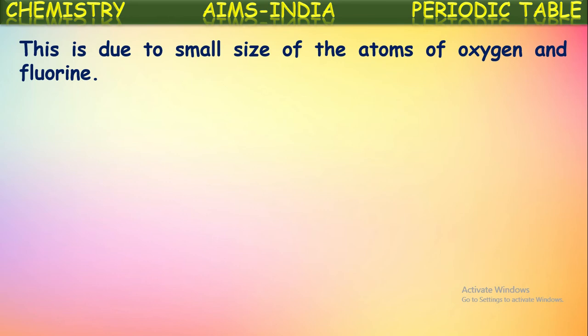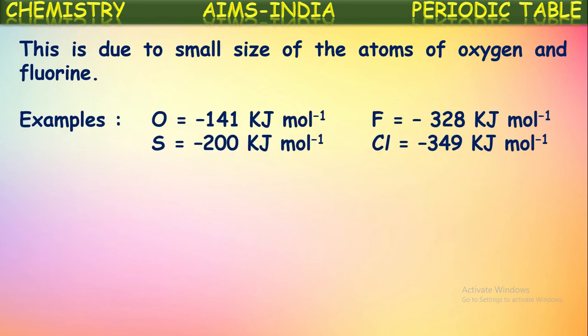In the same way, among the sixth group elements also, if you observe, oxygen has lower electron affinity than sulfur. Fluorine has lower electron affinity than chlorine. This is because of the smaller size of these atoms, oxygen and fluorine.